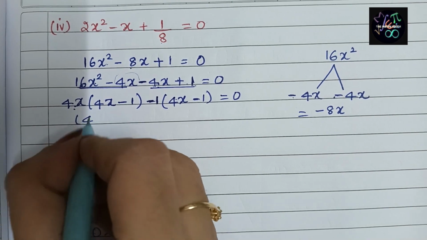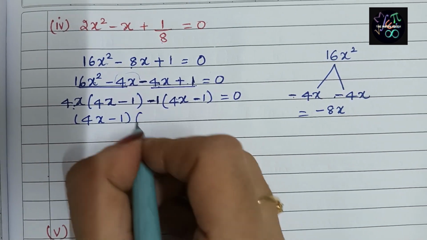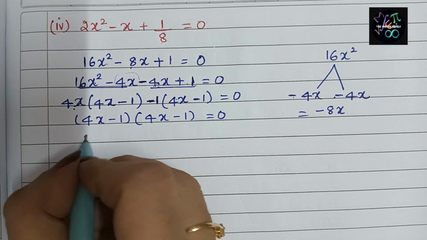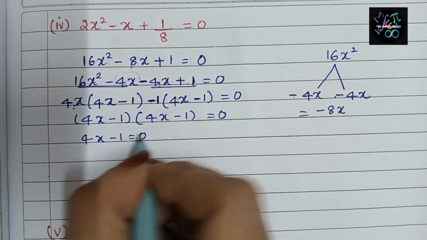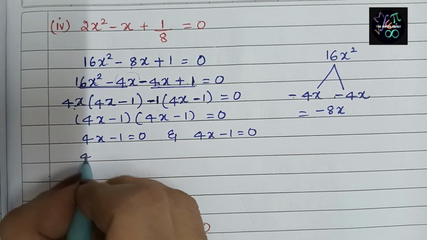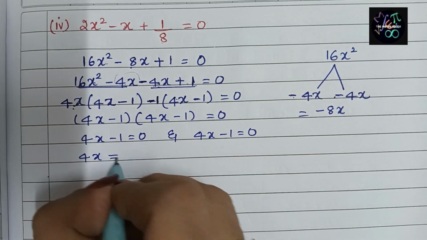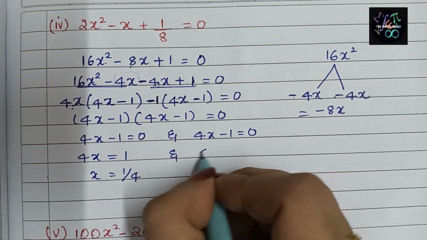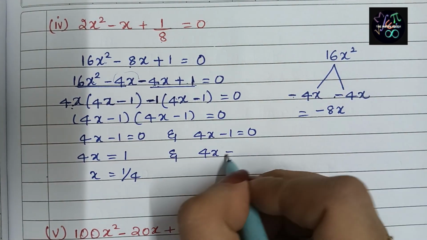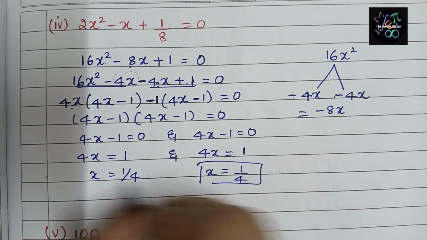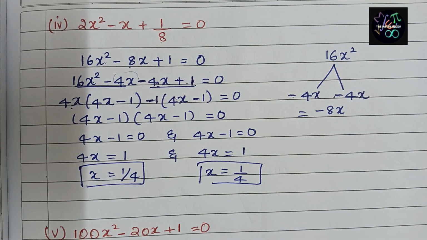Common bracket 4x minus 1. Remaining bracket also 4x minus 1 is equals to 0. 4x minus 1 equal to 0 and 4x minus 1 is equals to 0. 4x is equals to 1 if we bring this to the other side. X is equals to 1 by 4. Same thing, 4x is equals to 1, X is equals to 1 by 4. So 1 by 4 and 1 by 4 are the roots of given quadratic equation.